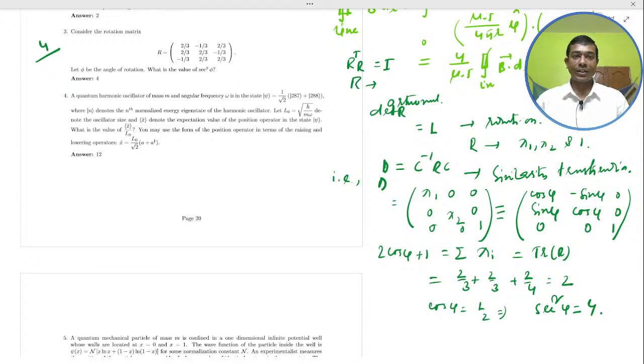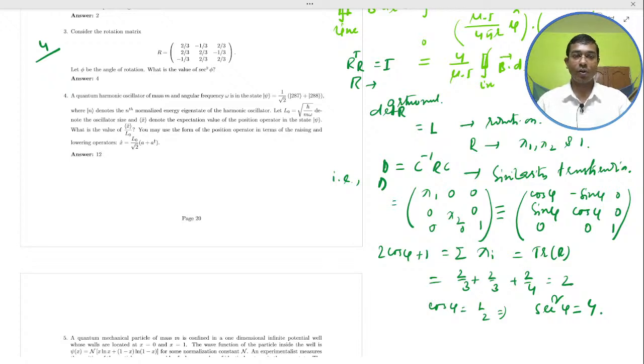A quantum harmonic oscillator of mass m and angular frequency omega is in state psi, 1 by root 2, this one. n denotes the nth normalized energy eigenstate of the harmonic oscillator. Let L naught equal to square root of h cross by m omega denote the oscillator size, and x expectation denotes the expectation value of the position operator in the state psi. What is the value of x expectation by L naught?